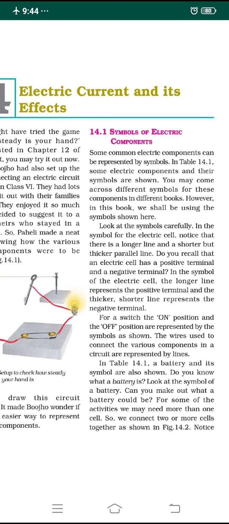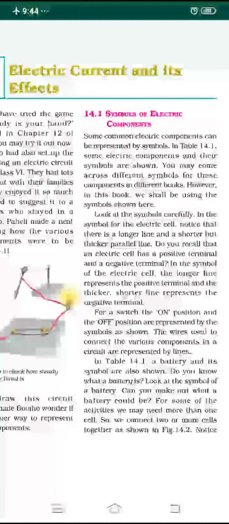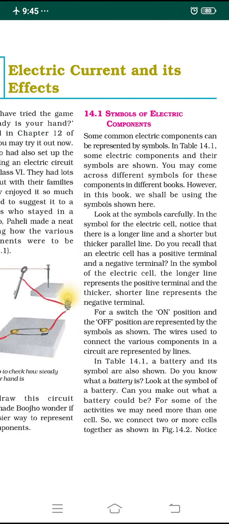Next, the switch. Already we studied what a switch is. A switch is a device which can be used either to break the circuit or complete the circuit. The switch in on position and the switch in off position are represented by the symbols given in table 14.1. The wires are used to connect the various components in a circuit, and are represented by lines. In table 14.1, a battery and its symbols are also shown.